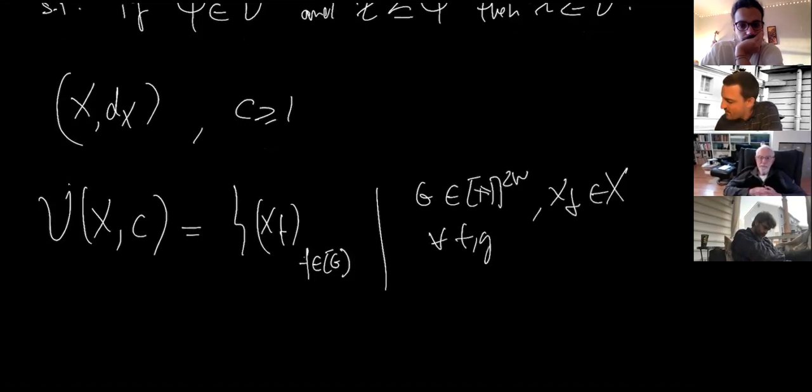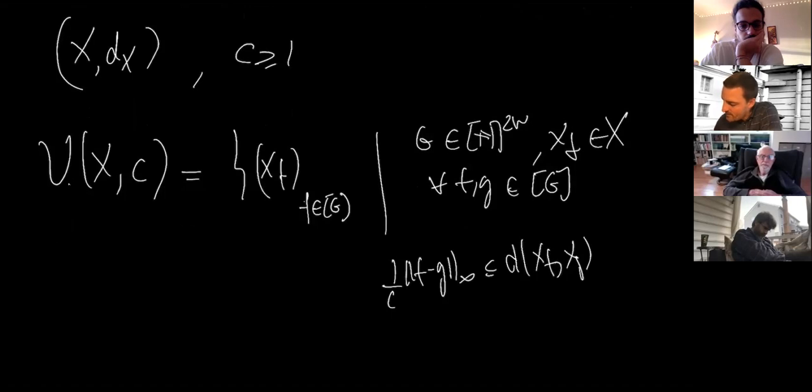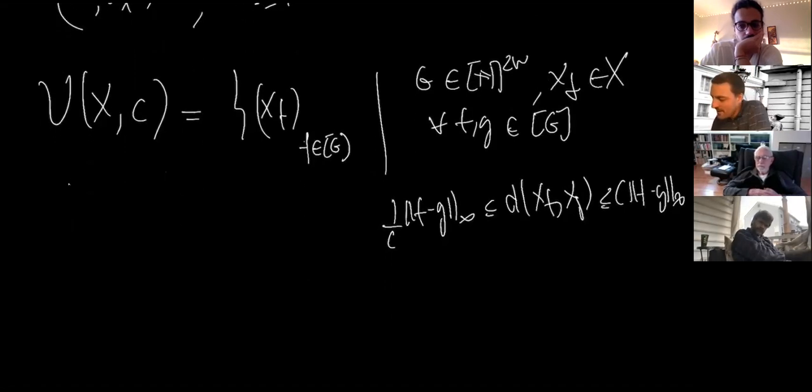And for every f and g in G, you have the following condition: 1 over C times the norm of f minus g infinity is less than the distance between x_f and x_g, which is less than C times the norm of f minus g. Here I look at f, a function from the natural numbers into the rationals, which I identify in the canonical way with an element of c0 which has finite support.